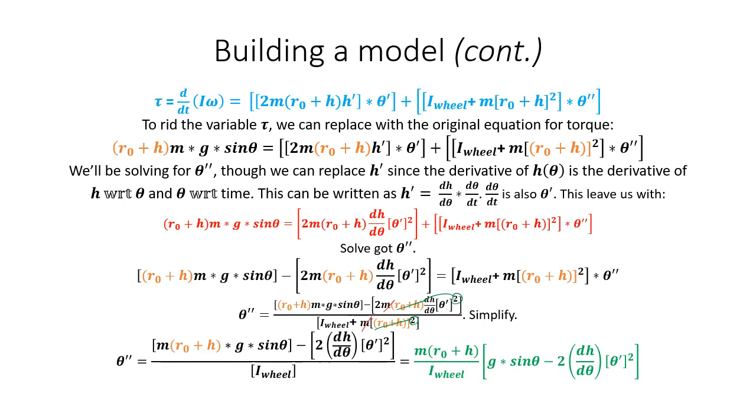So here we have our equation in blue at the top. To rid the variable tau, we replaced it with the original equation for torque, and then we also replaced h prime with dh over d theta times d theta over dt, and d theta over dt is just theta prime, and that left us with the equation in red. Then we solved for theta double prime, and that left us with the equation at the bottom, and for easier reference, the equation in green.